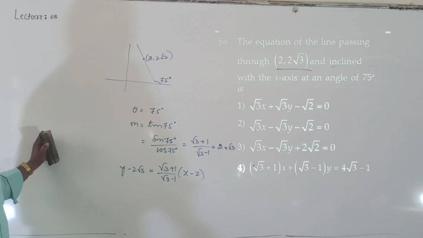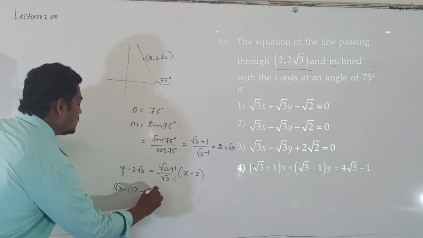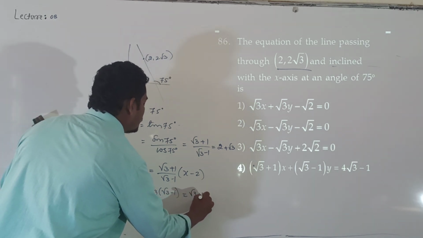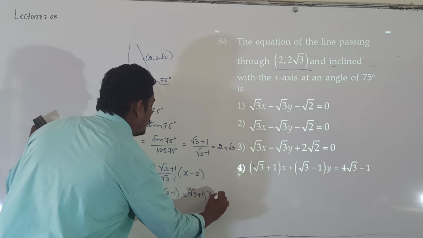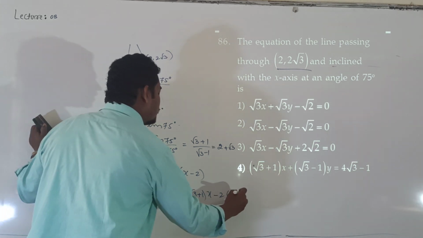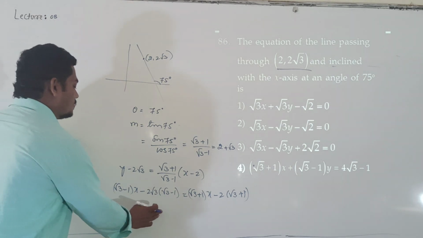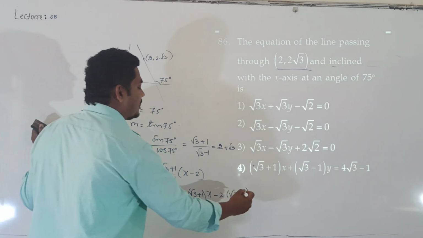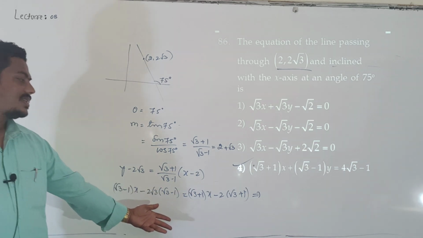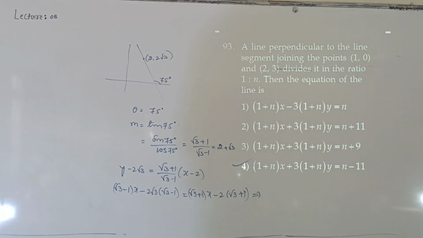Now the usual simplification. Root 3 minus 1 into x minus 2 root 3 into root 3 minus 1, that is equal to root 3 plus 1 into x minus 2 into root 3 minus 2 into root 3 plus 1, right? Now simplification, send it to RHS and simplify. Clearly the fourth option. Just usual multiplication and simplification, you get the fourth option. Fourth option is the correct answer, right? Next question.